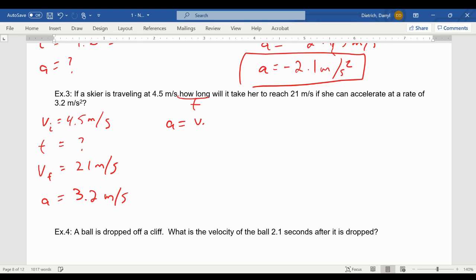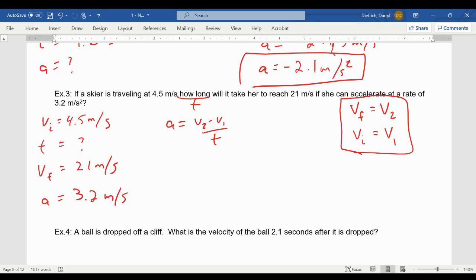Our acceleration formula looks like so. Just out of habit, I've changed my VF to V2 and my VI, or initial velocity, to V1. This is something I will do interchangeably, depending on the text you are looking at. Final velocity or V2, these mean the same thing, so we should get used to using those interchangeably, just knowing that it's the velocity of some final situation.